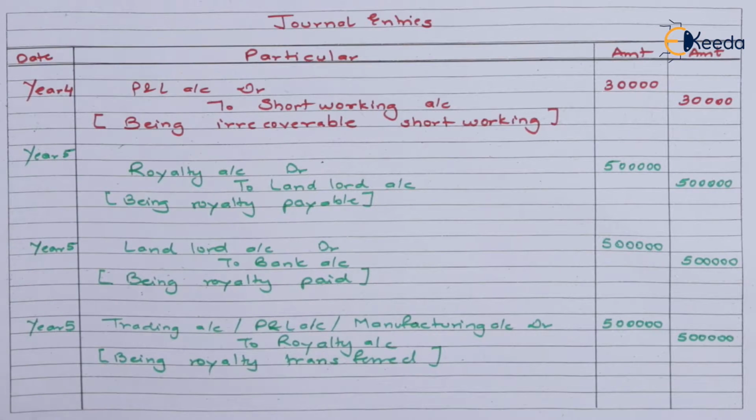So with this entry, we have completed all the entries of all the years, that is year 1, 2, 3, 4 and 5. Now, we're supposed to prepare the ledger account based on these journal entries that we have passed. So, for all the 5 years, we are supposed to prepare the ledger account. Let's go ahead and prepare those ledger accounts now.